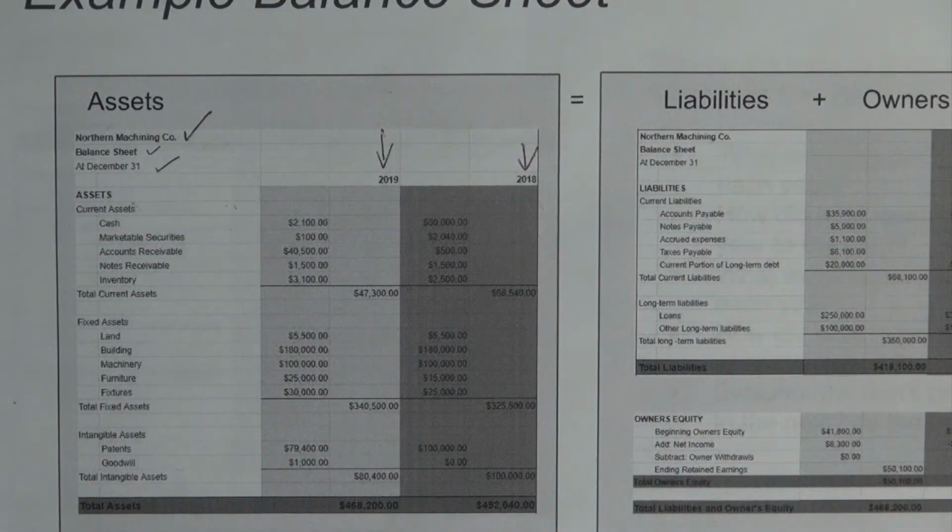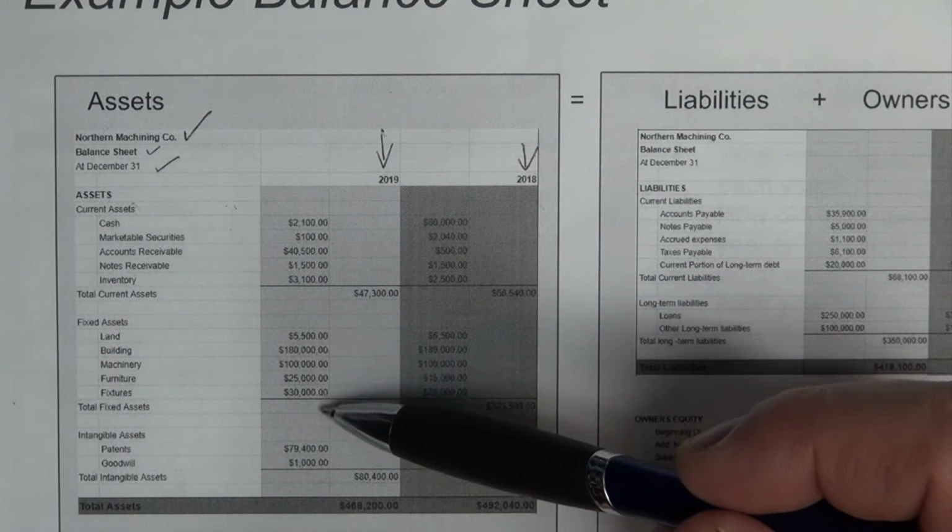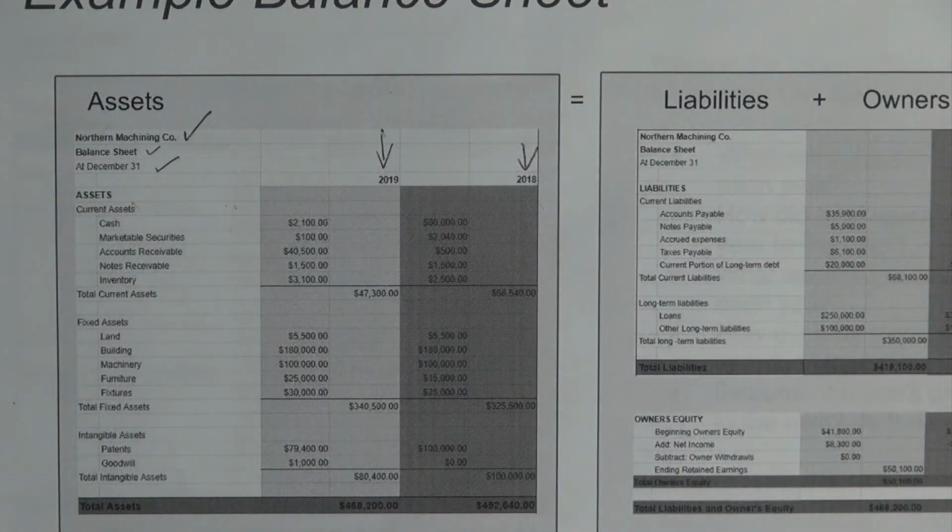Now fixed assets are assets that are longer lived and are not as easily converted into cash, but very essential to the business. So things like land, buildings, machinery, furniture, fixtures are all considered as fixed assets. They're recorded on the balance sheet as what we call historic value. In other words, we paid that much for them to start with, and that's the figure that's going to be recorded in the balance sheet.